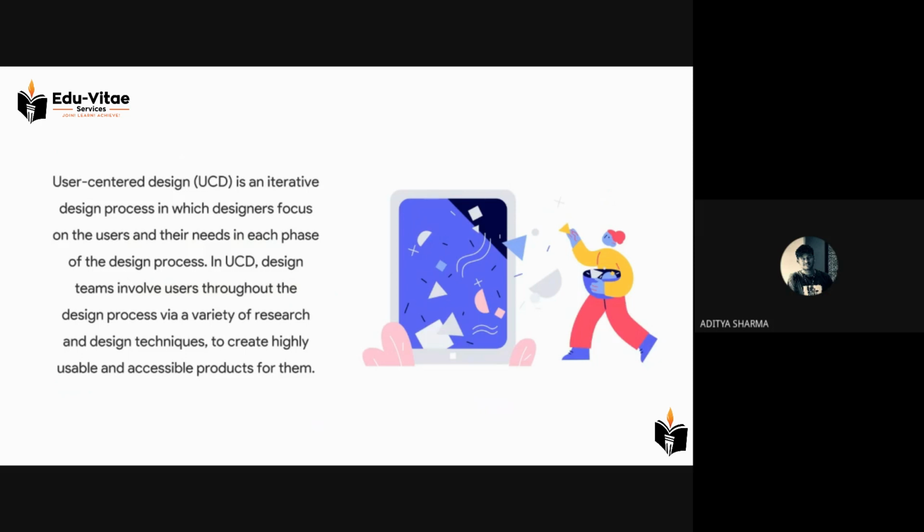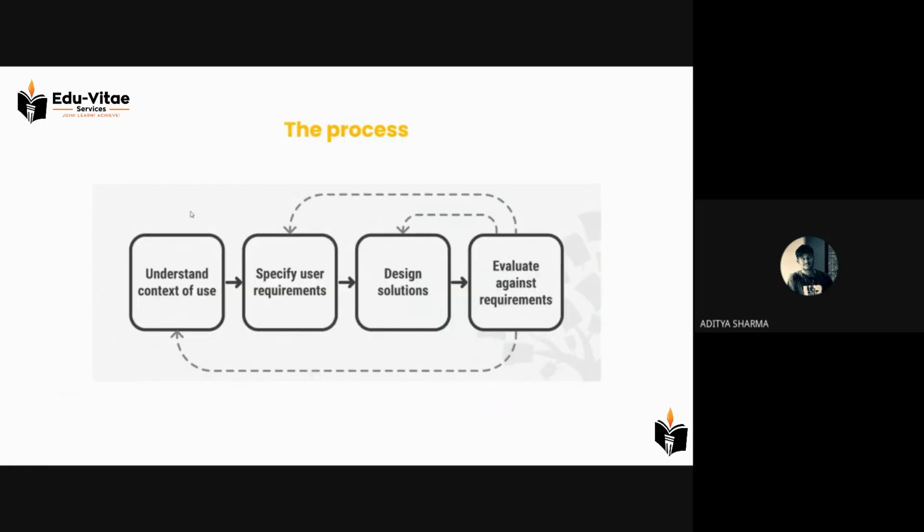This is derived from the design thinking process. The first thing in user-centered design is that we always take the user into consideration, right? And we perform the design process with the help of different tools and methodologies, and we understand the user. Why is this an iterative process? Because we first understand the context of use, specify user requirements, design a solution, and evaluate against requirements. If you closely look at this diagram, you will find that it is exactly like the design thinking framework.